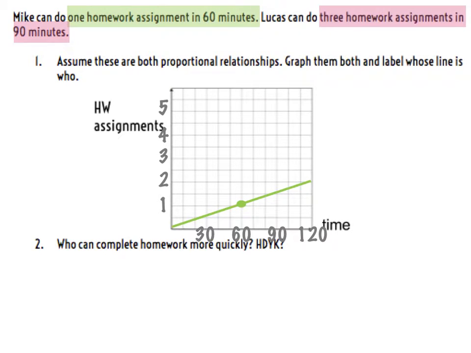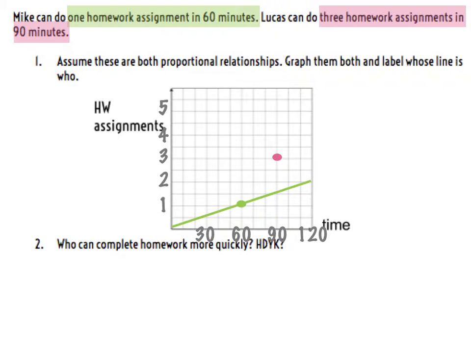Okay, so if I graph that, I can see that it would continue up. For example, if I went up to 120 minutes, I now would complete 2 homework assignments, and that scales. We've taken 60, that's doubling the time, so we're going to double the number of assignments he can complete. The reason I went back to 0, 0 is because any proportional relationship has to start at 0, 0, because if he has no time, he's not going to complete any homework assignments.